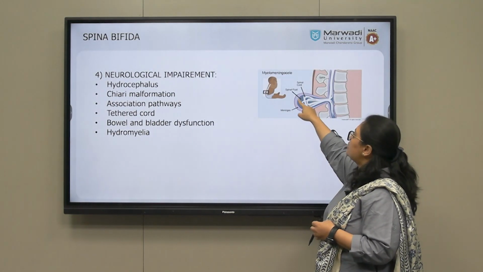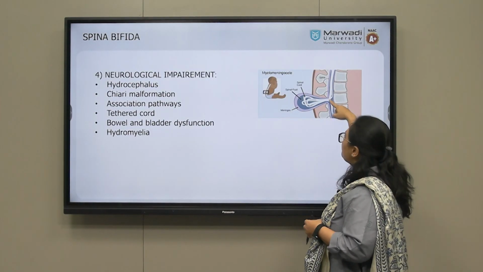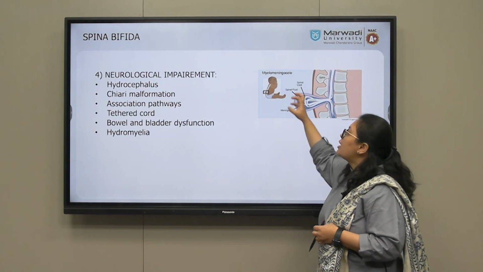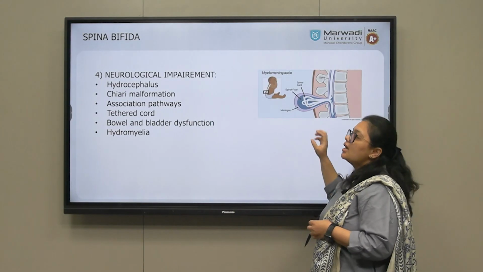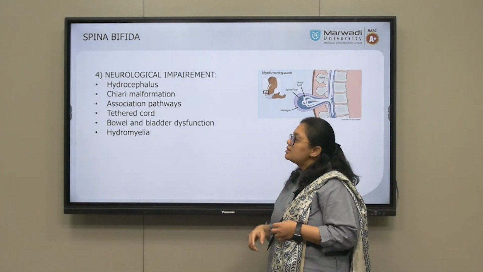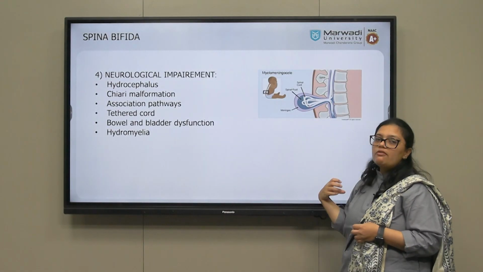Because we can see here that there is a sac-like formation, and the cerebrospinal fluid also passes through this spinal cord. So the cerebrospinal fluid will also accumulate along with the nerves. When the cerebrospinal fluid accumulates, there will be a problem in the drainage of the CSF. So you may have hydrocephalus, Chiari malformation. That means there will be herniation of the brain.